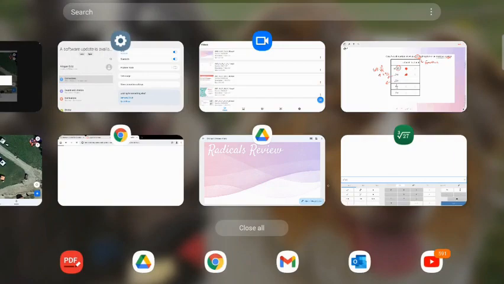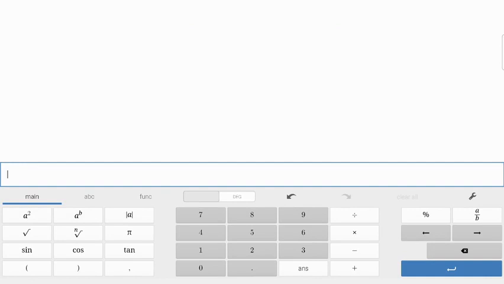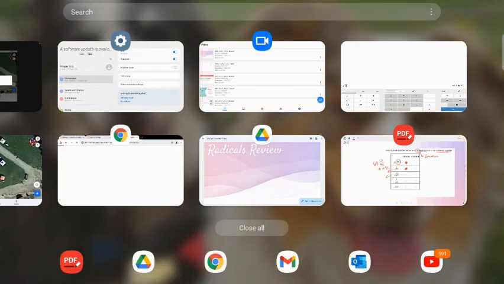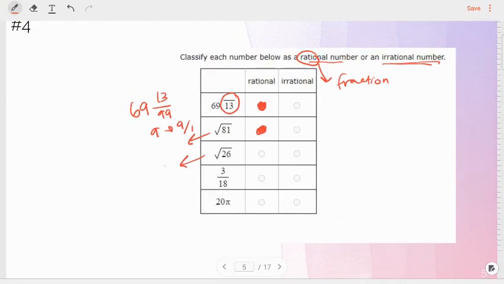Radical of 26. Well, 5.09, now that continues on. It does not seem to terminate, and it does not do the same number pattern again and again or show that repeating sign. So, not a fraction. And because it's not a fraction, that means it's irrational. 3 over 18 is already written as a fraction, so it is definitely rational.